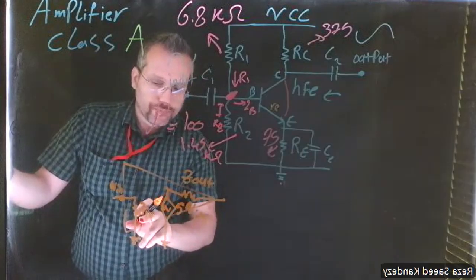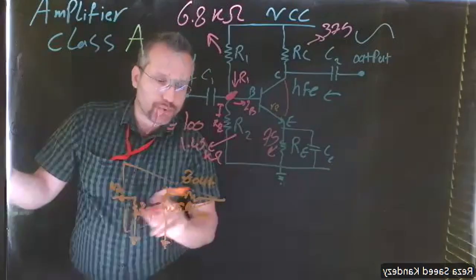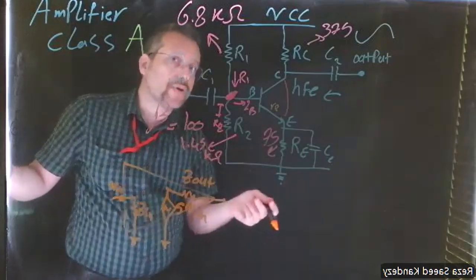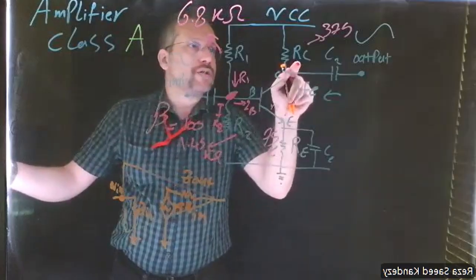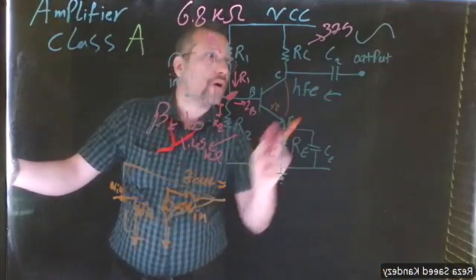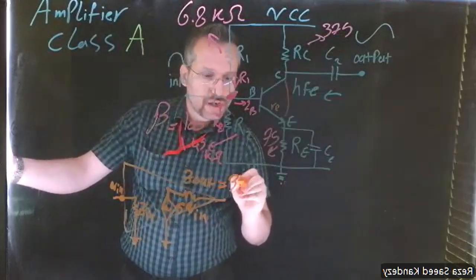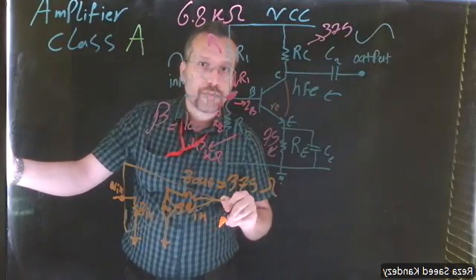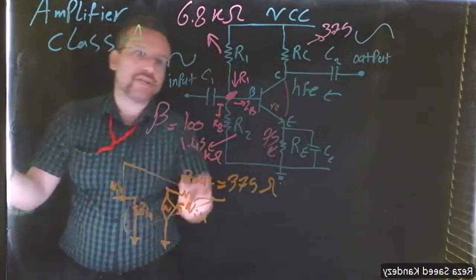So let's see what's gonna happen now. For this one, we need input impedance and output impedance. Output impedance is easy. Output impedance is gonna be equal to RC. So our output impedance is 3750. Now, input impedance needs calculation.